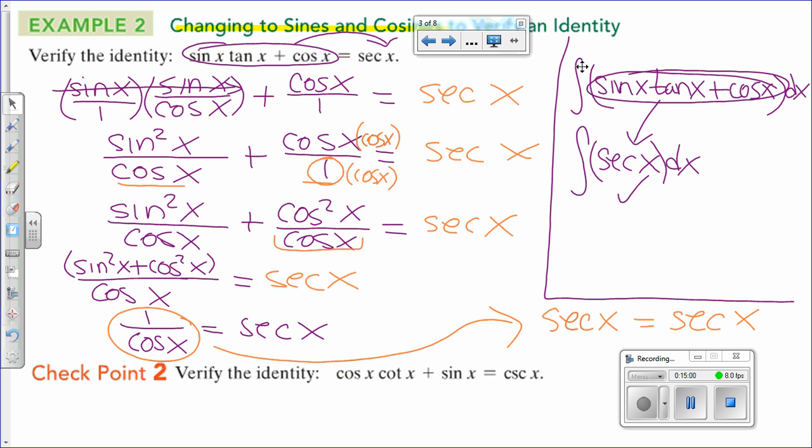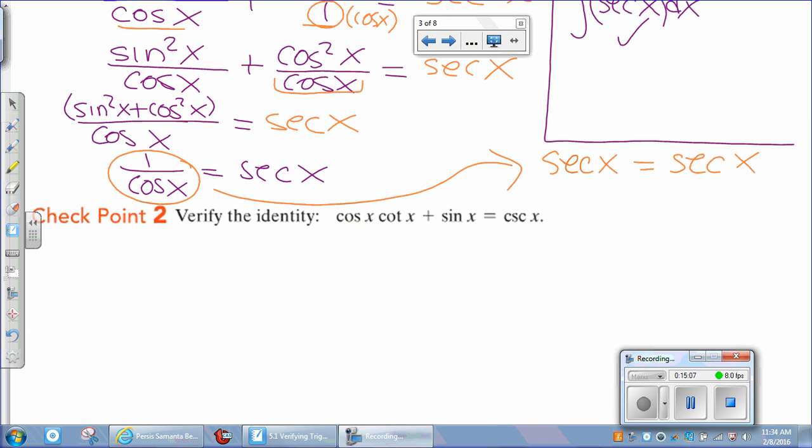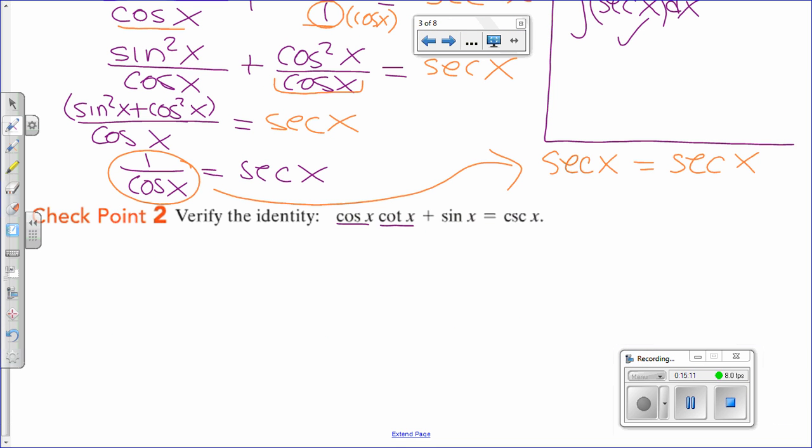I'm going to pause the video, and it's very similar to example 2. I want you guys to try this one on your own, but I'll give you a little hint. You're going to use the same idea of turning everything into sines and cosines. What will be the quotient identity for cotangent, Janine?